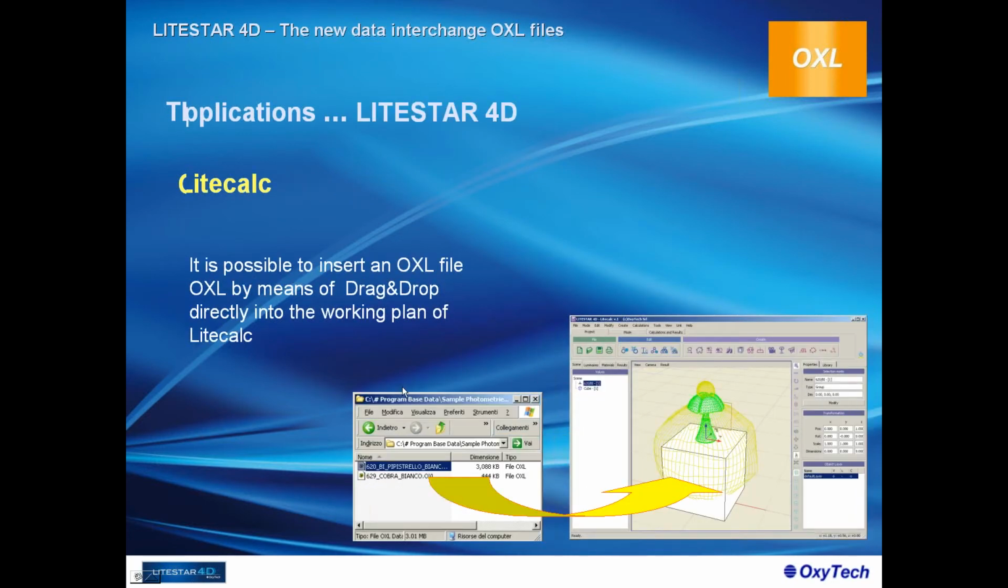So, how can we use the OXL file? LITESTAR 4D LightCalc. LightCalc is the design module of the program of LITESTAR 4D. It is possible to insert an OXL file by means of drag and drop directly into the working plane of LightCalc. So if we have an external folder where all the OXL are available, we simply drag and drop this file into here, and if the file has the 3D and obviously the photometry, it will be automatically visualized at the working plane of LITESTAR, simply with a drag and drop operation.